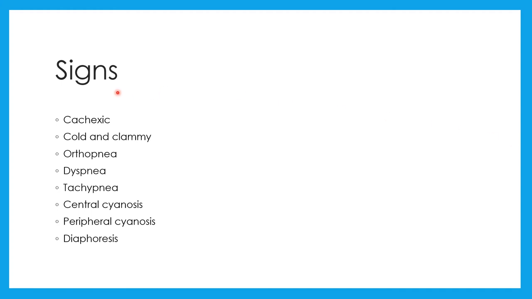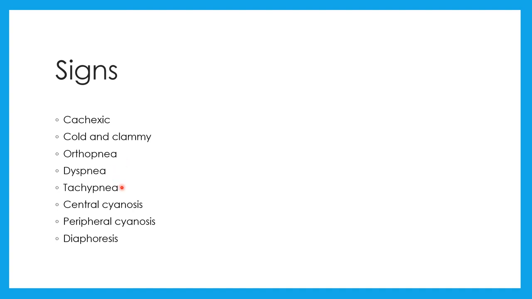Now, signs. Signs are what the nurses and doctors will pick when the affected person presents before them. Features of weight loss. You see, particularly in long-standing heart failure, they become cachexic. Right? There may be cold and clammy periphery or extremities. And maybe orthopnea, they cannot lie supine for a long time.